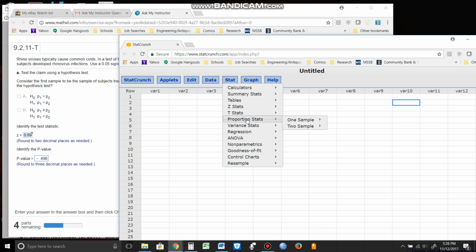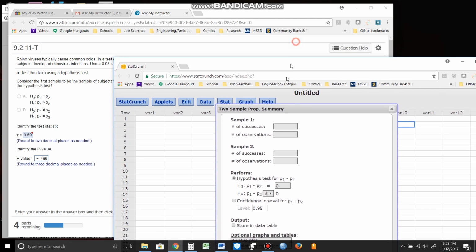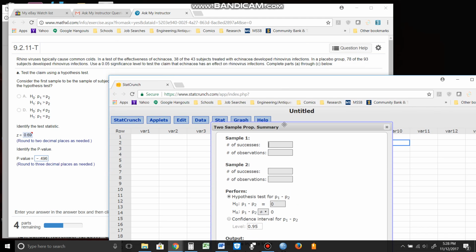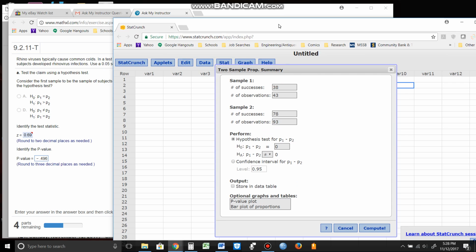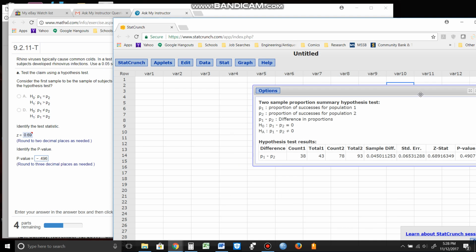So go to Stat, Proportion Stats, Two Sample, With Summary. Since they are able to give me the information here, they tell me that out of 43, 38 were successful. And then for the placebo group, it was 78 out of 93. The alternative and null are set up just by the default values here. So just set this up here and then go ahead and hit compute.